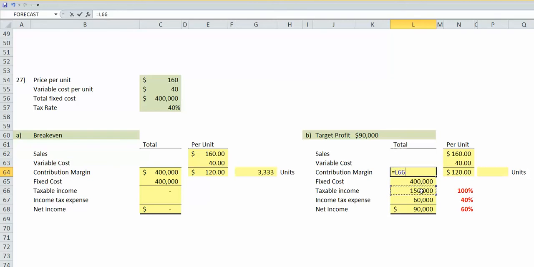This means our required contribution margin will be the $150,000 plus the $400,000, or $550,000. At a contribution margin of $550,000 in total, if we make $120 per unit, we need to sell $550,000 divided by the 120, 4,583 units to break even.